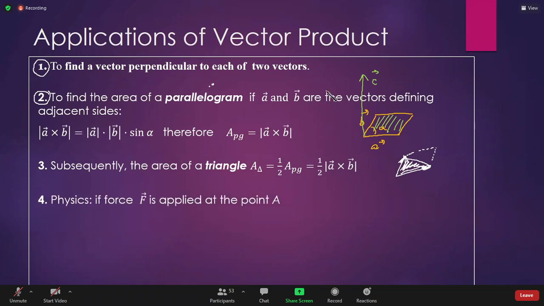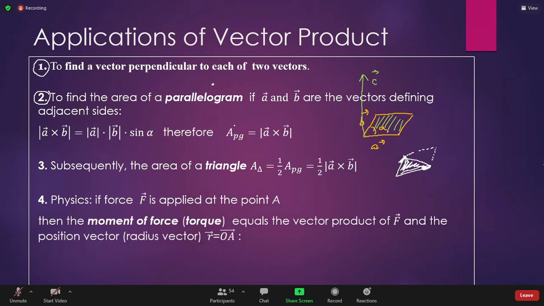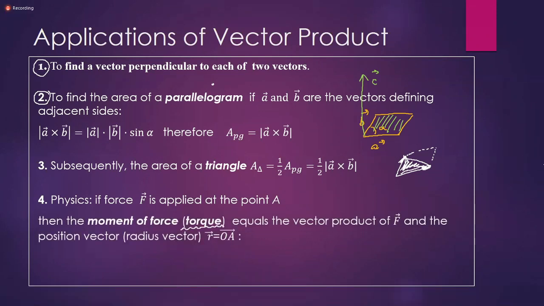In physics, if force F is applied at the point A, then the moment of force, or torque, and some of you have studied that in physics, of course, equals the vector product of F and the position vector. And imagine this torque thing. Torque is something about turning, about rotation. So you can understand why I was using this comparison with a screw. Actually, in physics, when you talk about forces, torques, and other things, they do use the idea of screw, the right screw, sometimes the left screw, quite a lot.